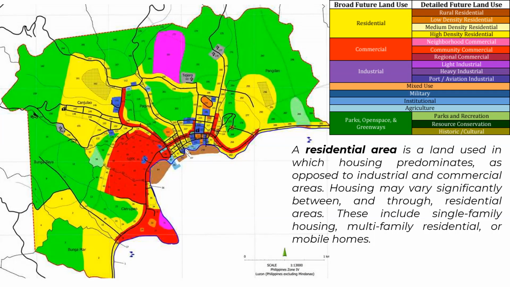A residential area is a land use in which housing predominates, as opposed to industrial and commercial areas. Housing may vary significantly between and through residential areas. These include single-family housing, multifamily residential, or mobile homes. Residential planning and design is regulated by a code, which is the National Building Code of the Philippines.